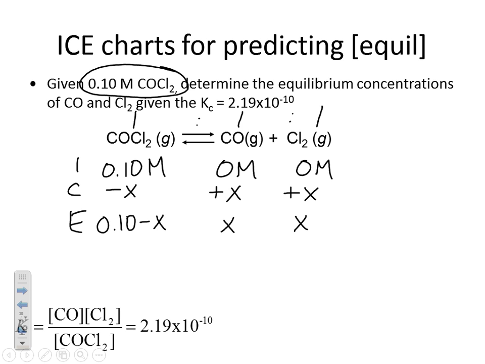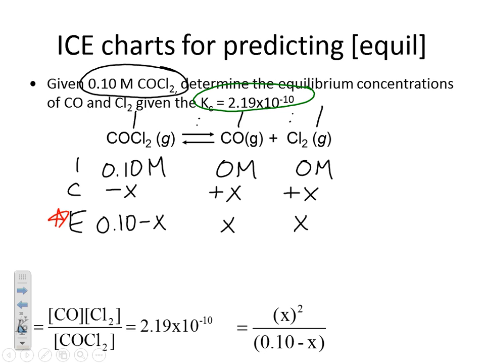The expression for this reaction is products over reactants raised to their coefficients, so CO times Cl2 over COCl2 is equal to 2.19 times 10 to the minus 10th. We know that because it says so in the problem. So we have a value that we're setting that equal to. Now we're just going to plug in from my equilibrium row, and I'm going to get x squared over 0.1 minus X is equal to 2.19 times 10 to the minus 10th.